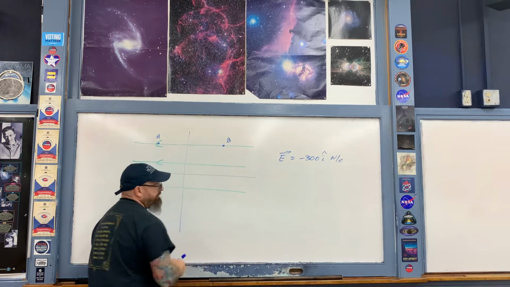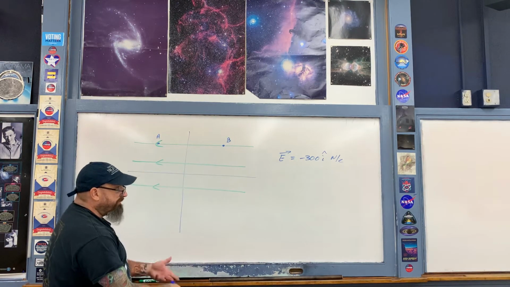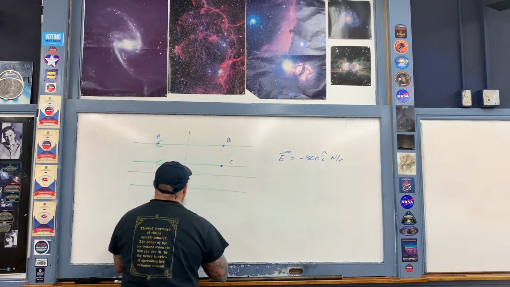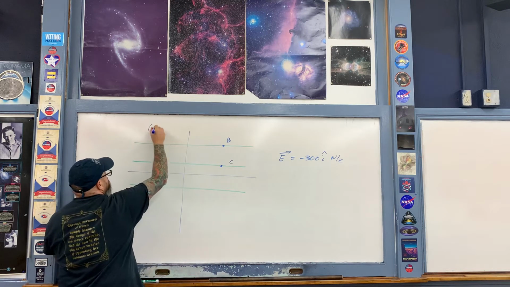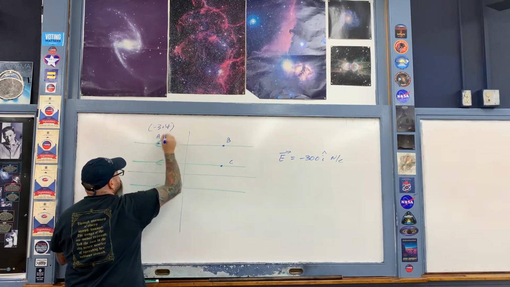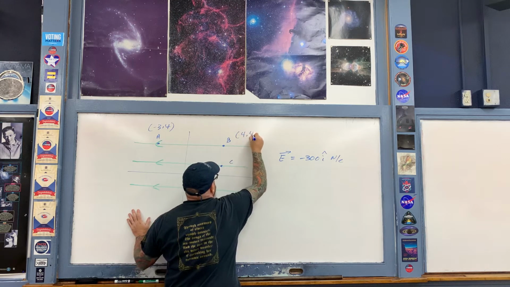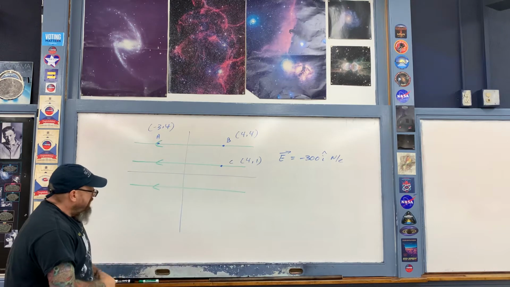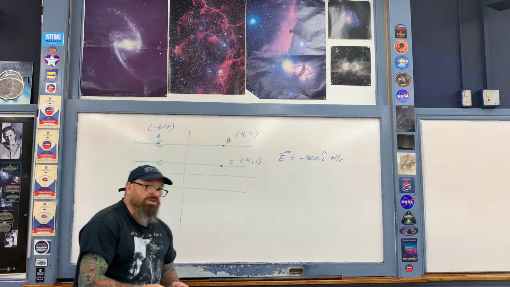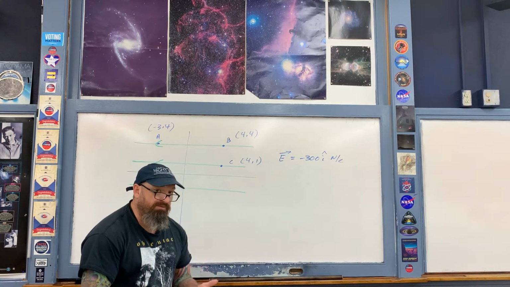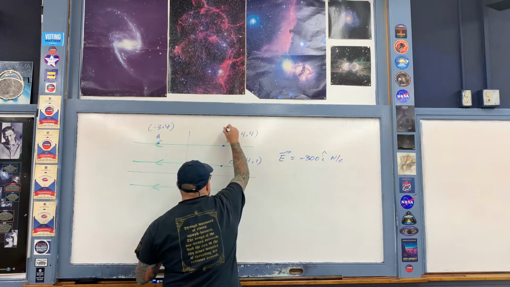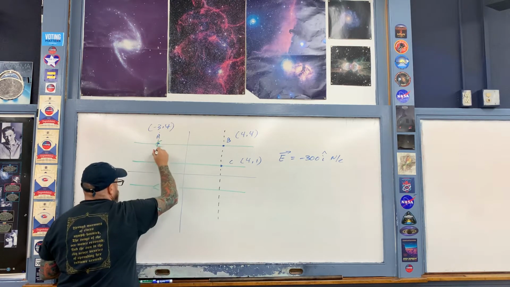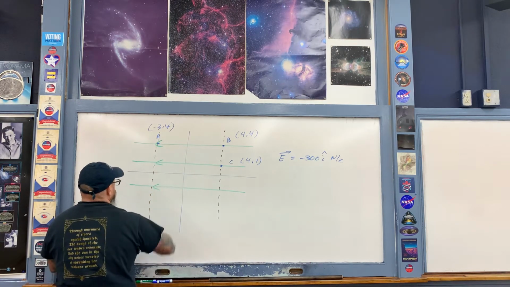This is point B. And then point C is at 4, 1. So let's go over 4 and up 1. Right here is point C. Let me go ahead and write down these coordinates while I'm at it: negative 3 and positive 4, positive 4 and positive 4, positive 4 and positive 1. Now recall that the equipotential surfaces are always perpendicular to the field lines. So therefore right here, for example, is an equipotential surface, and right here is an equipotential surface.